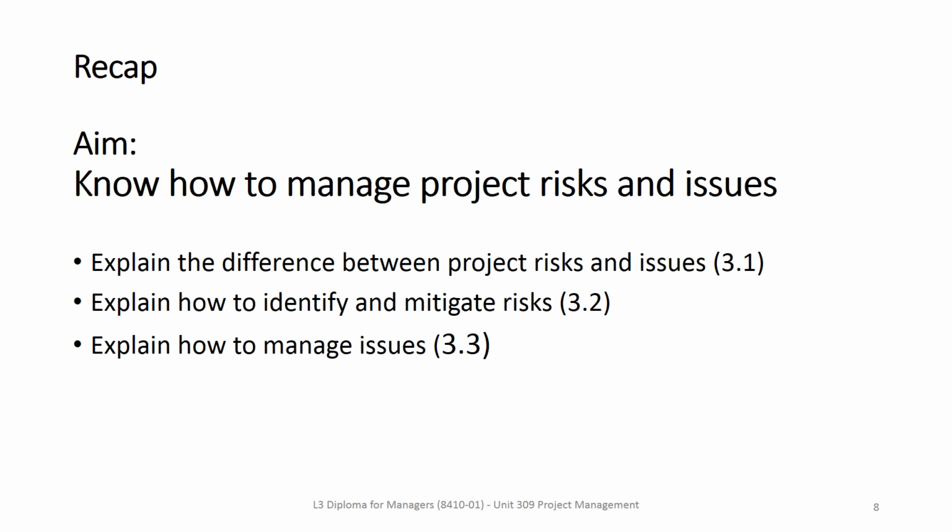So we've got to the end of this session, and shortly we'll be doing an activity, but first I just wanted to recap that our aim was to know how to manage project risks and issues, and we outlined the differences between a risk and an issue. We've looked at how we identify and mitigate, so that's the management of risks, and we've just examined how we manage issues. So let's take a look at the activity.